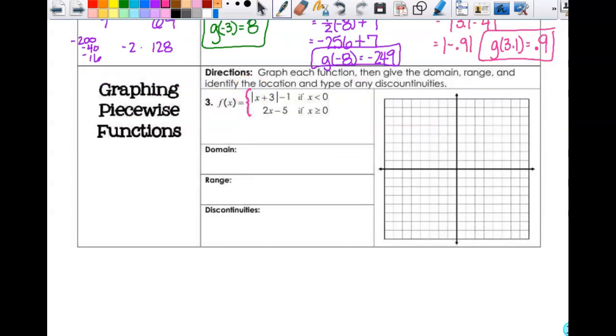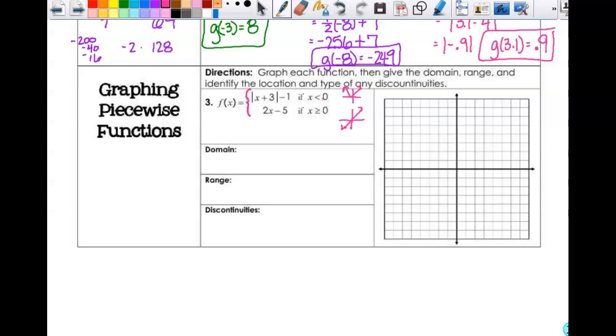So before we figure out the domain, range, and the discontinuities, we're going to get it graphed. So I have 2 parent functions to deal with here. This first one is an absolute value, and the second one is linear, right? So I'm using the absolute value function if x is less than 0, right? So since it's less than, I'm going to have an open circle there.